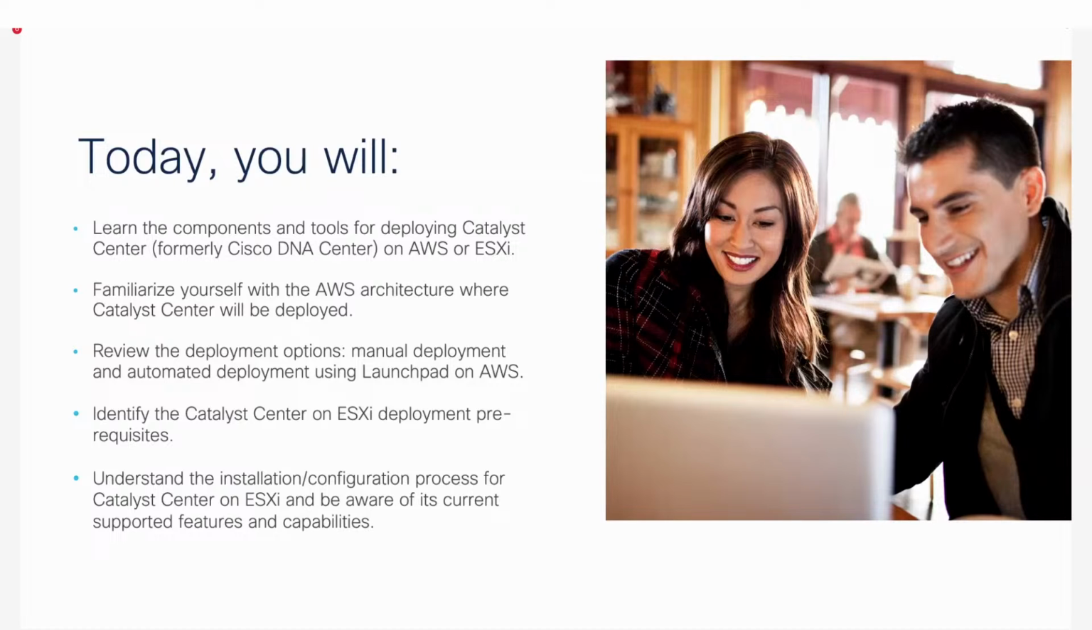In this session, you will also become familiar with all the architecture components on AWS that will help you get deployed, either with the manual mode or the automated deployment using the Launchpad on AWS. For the ESXi part, you will learn what the prerequisites are in order to deploy this on your virtual environment in your enterprise. You will also understand the installation and configuration process to get this done. We will see what the supported features and capabilities are, and what the options are for you to deploy this virtual machine on your ESXi environment.